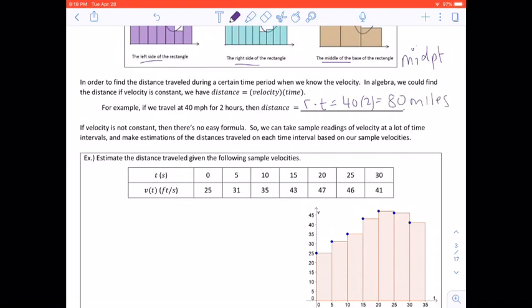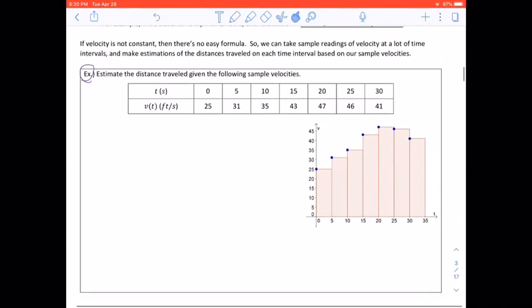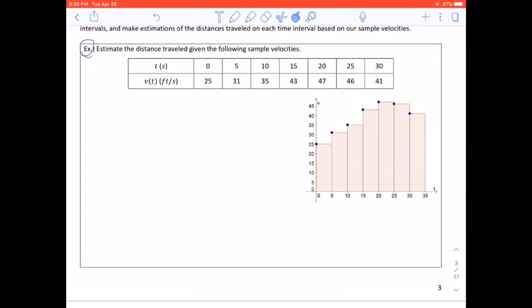If velocity is not constant, then there's no easy formula, so we can take sample readings of velocity at a lot of different time intervals and make estimations of the distance traveled on each time interval based upon our sample velocities. There's an example below that is an example of that idea. It says estimate the distance traveled given the following sample velocities. There is a table and then there's also a graph.